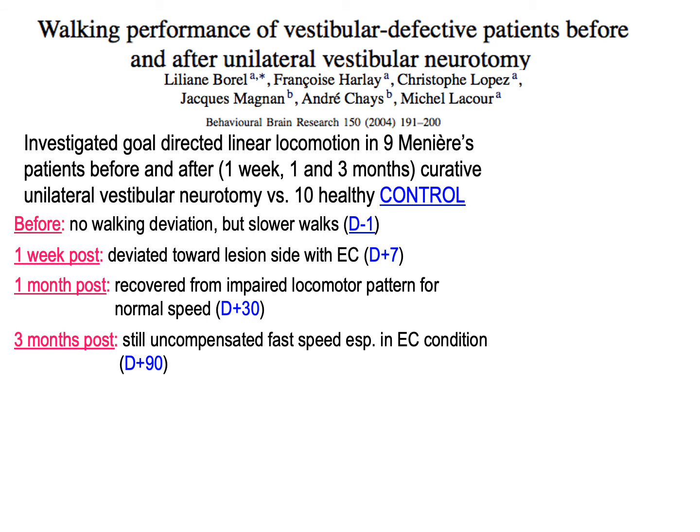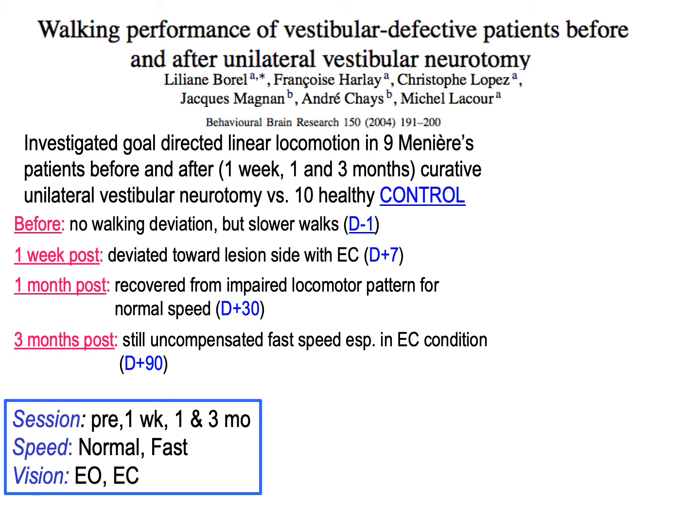So they had 10 healthy control individuals, and then they had those 9 individuals with Meniere's disease. And they looked at them before they had the operation. So what was really important here is that they had no walking deviations, but they were actually slower. So they looked at them 1 day prior to or 1 week prior to their surgery, and they looked at them 7 days after, 30 days after, and 90 days after.